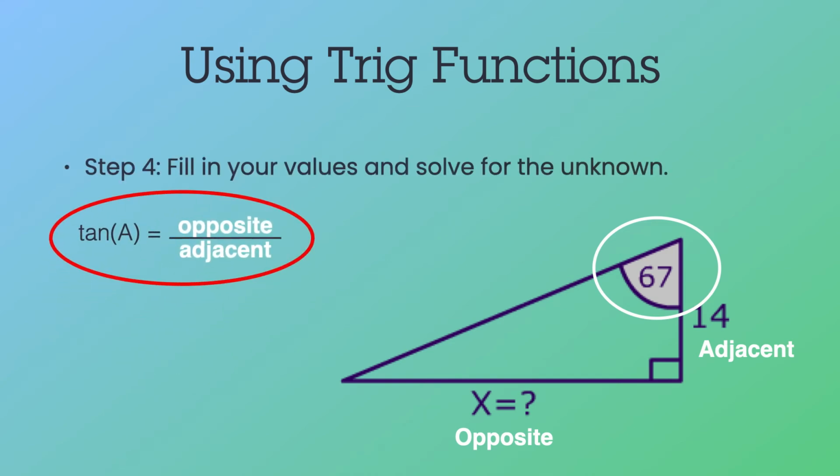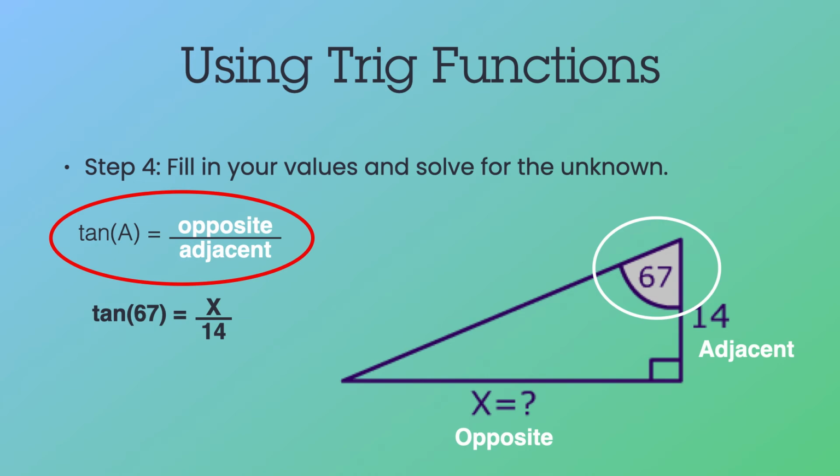Step 4 then is to fill in your values and then solve for the unknown. Now remember, the tangent of A, that A represents your angle measure. So sometimes you'll see it as theta, we had it as A here, but it represents the angle. Your trig functions are always functions of an angle measure. So tangent of 67, and then our opposite side was x, so we fill that in.